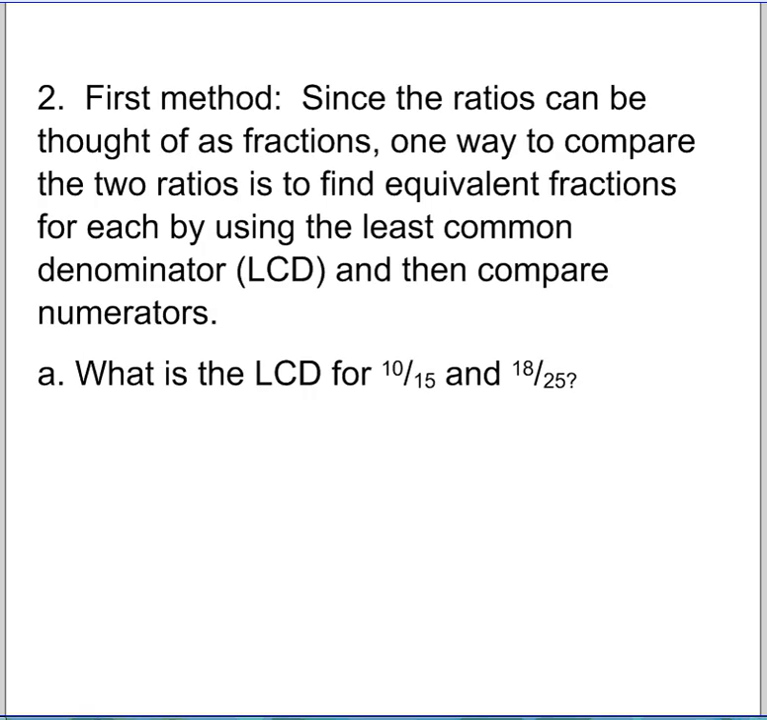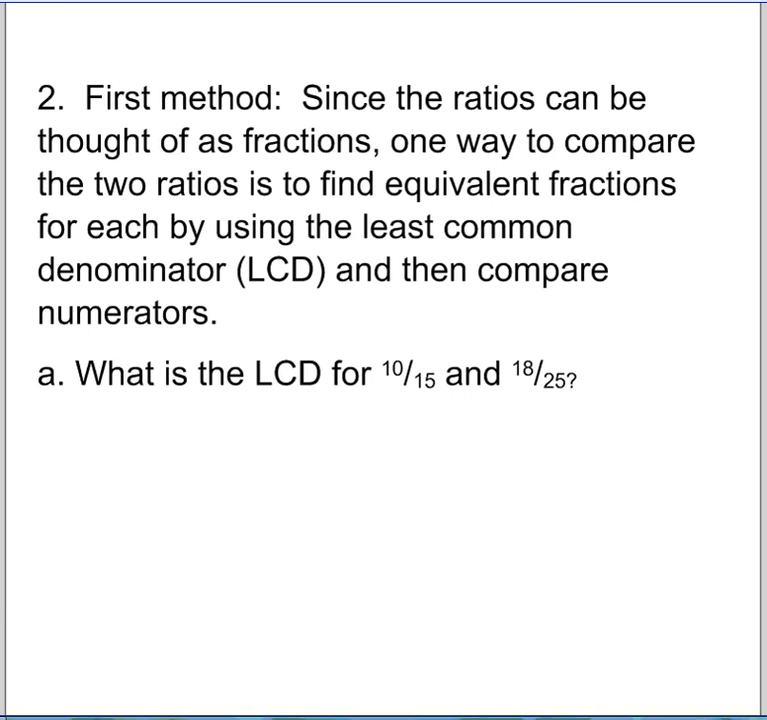For number 2, the first method, since the ratios can be thought of as fractions, one way to compare the two ratios is to find equivalent fractions for each by using the least common denominator, or the LCD, and then compare the numerators. For A, what is the LCD for 10/15ths and 18/25ths? So let's look at our denominators. We have 15 and 25. We're looking at the least common denominator.